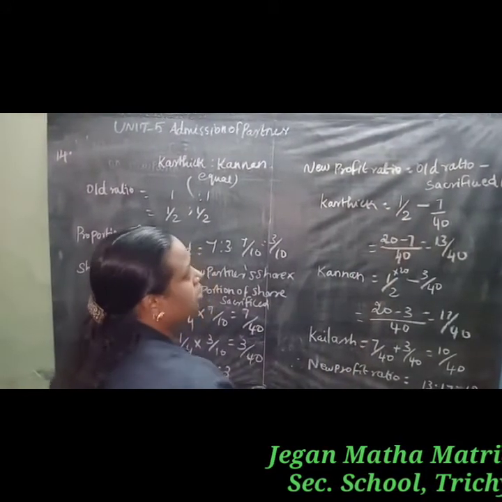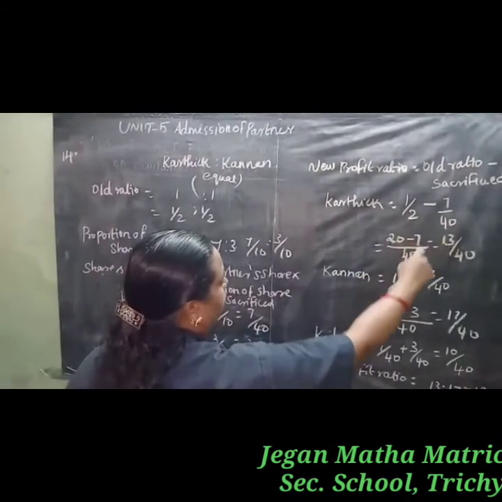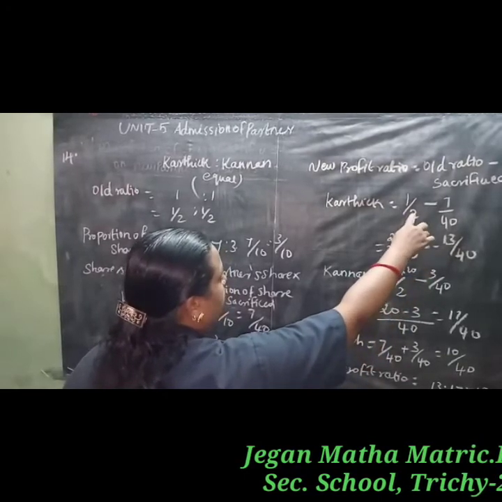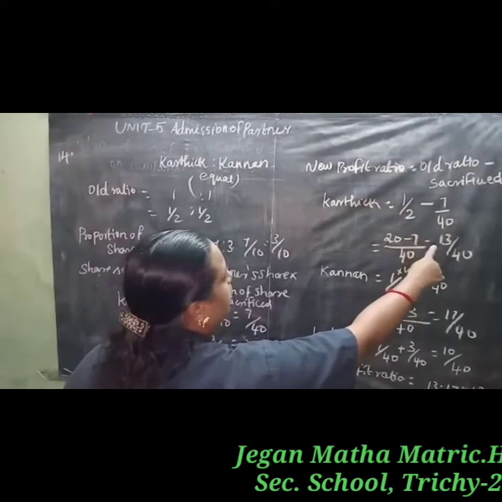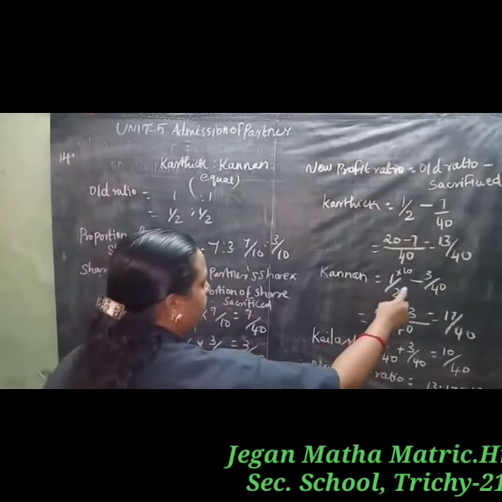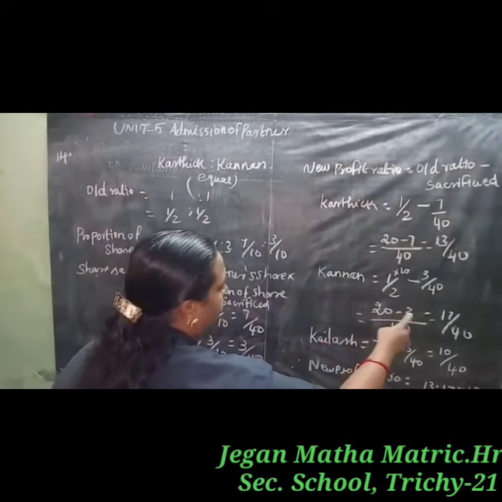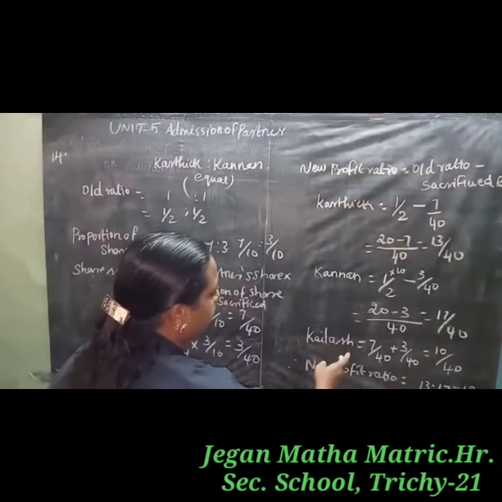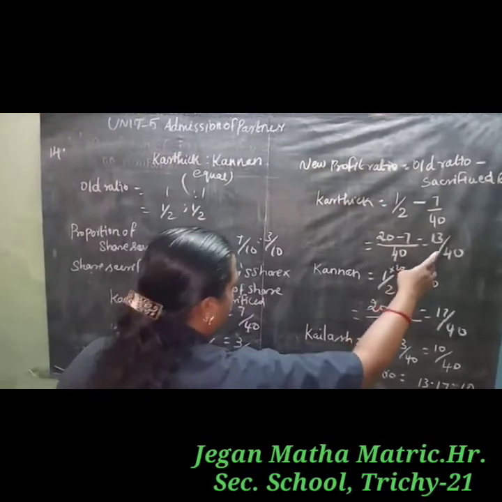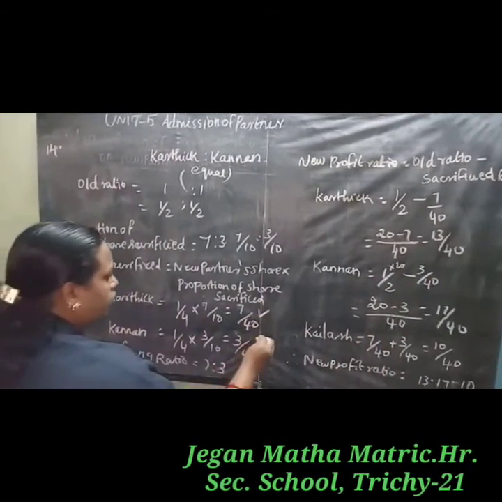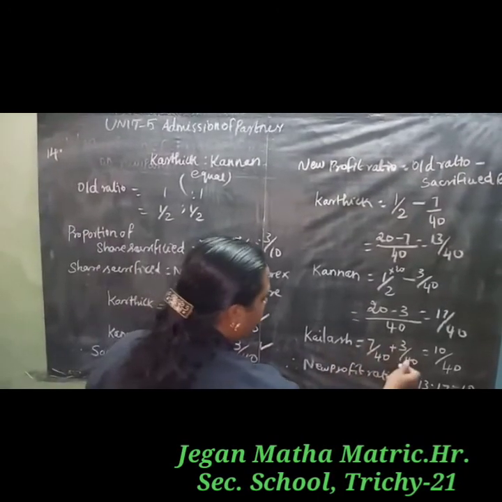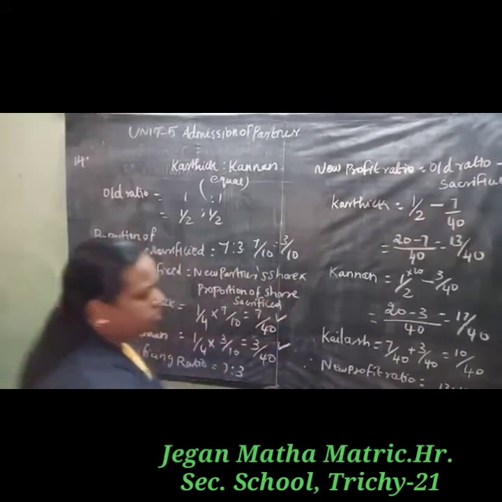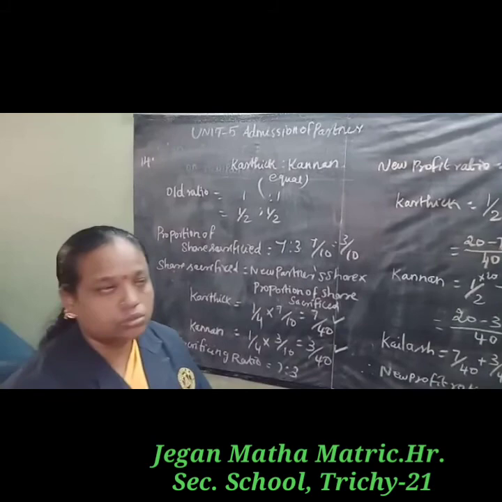For Karthik, old ratio 1/2 minus 7/40. Find the LCM, 40. 2 20s are 20, 1 20 is 20, minus 7, 13/40. For Kannan, 1/2 minus 3/40, 20 minus 3, 17/40. Next for Kailash, 7/40 and 3/40, so we add: 7/40 plus 3/40, 10/40. Therefore new profit ratio equals 13:17:10. I hope you all understand these two sums. Thank you.